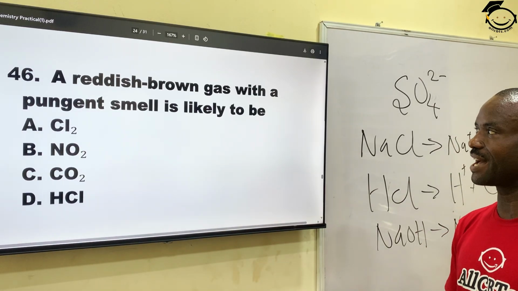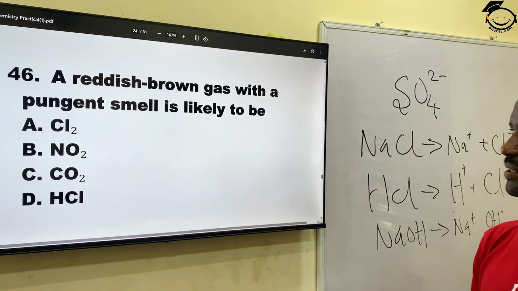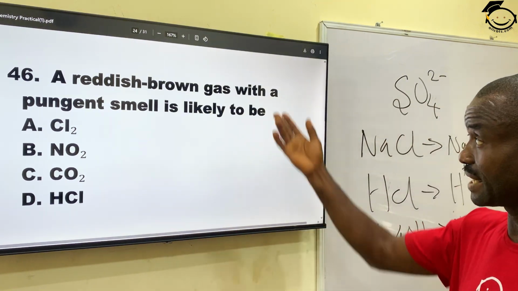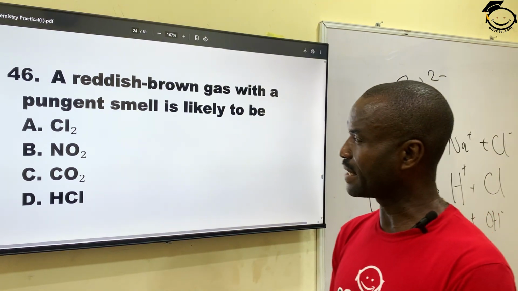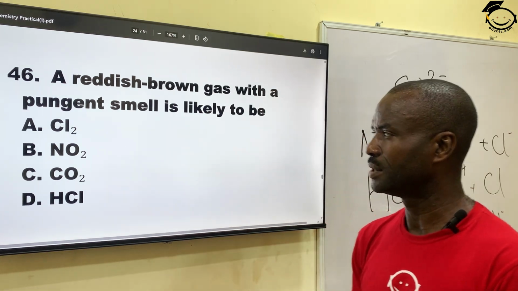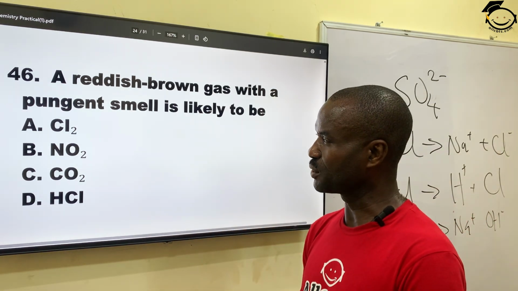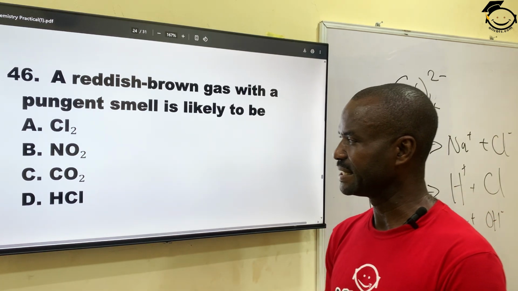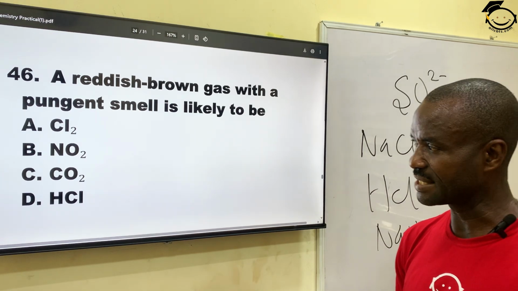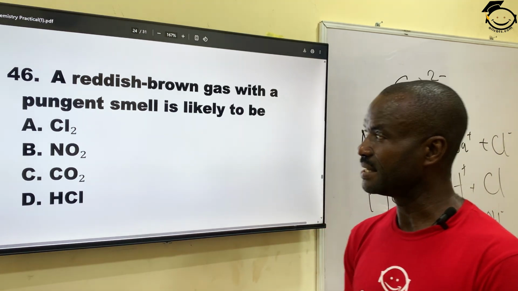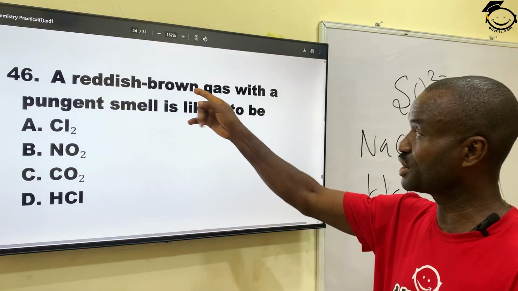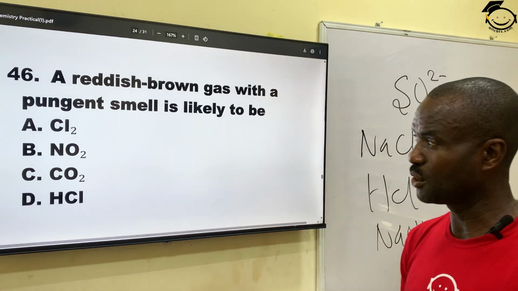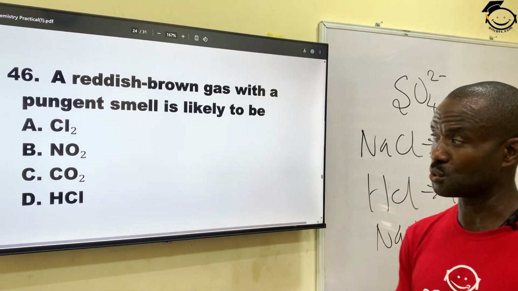46. A reddish brown gas with a pungent smell is likely to be which gas? These are the characteristics of a gas like chlorine, A. Then B, nitrogen(IV) oxide. C, carbon(IV) oxide, then D, HCl, that is hydrogen chloride gas. The gas that is reddish brown and at the same time pungent is B, nitrogen(IV) oxide, NO2. The correct answer is B, NO2.